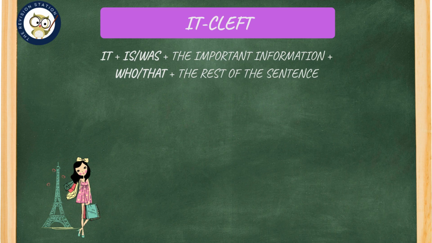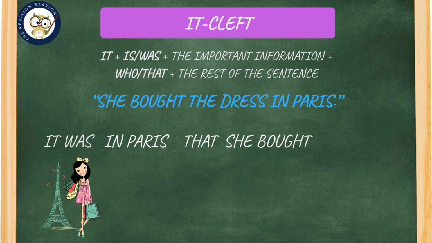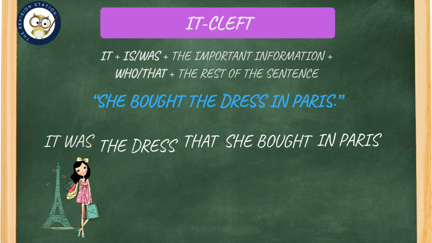Let's try another example. She bought the dress in Paris. If we want to emphasize the place, we can say, it was in Paris that she bought the dress. But if we want to emphasize what she bought, we can say, it was the dress that she bought in Paris. Easy.